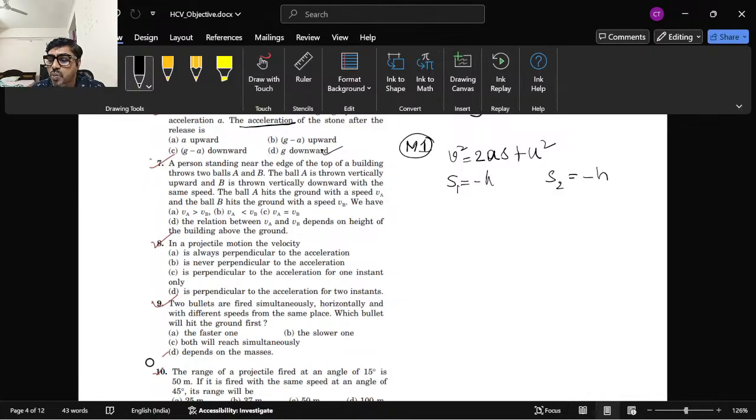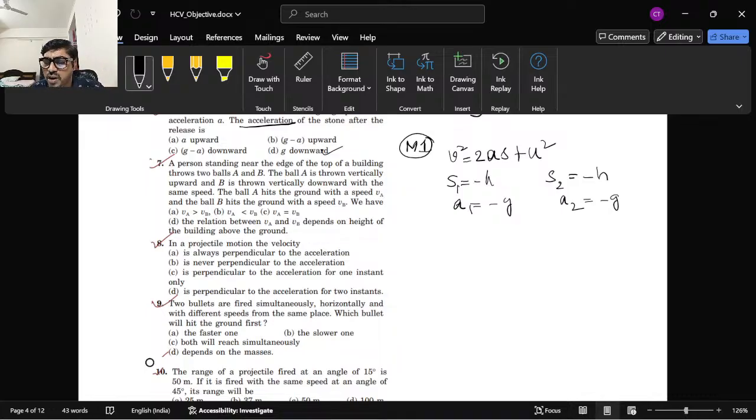Very good. What about acceleration in both the cases, a1 and a2? Same only, minus g and minus g. Acceleration is decided by gravity. You move or you don't move, or you drop, you throw horizontally, throw vertically, at any angle you project it, gravity is going to be always vertically downward. So acceleration due to gravity would be always vertically downward, irrespective of how you project it. So acceleration is also decided.